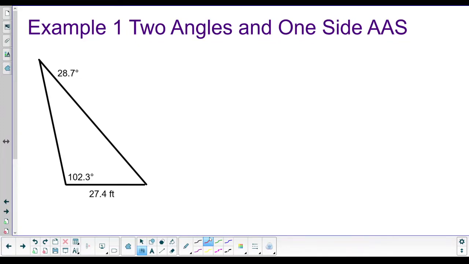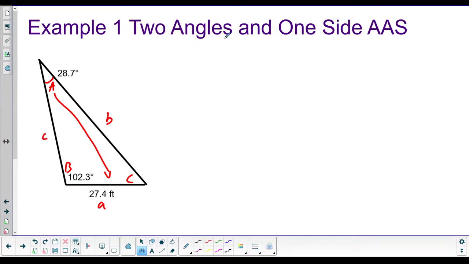Okay, so let's talk about example one. We have two angles and one side. So we have AAS. Let's go ahead and start by labeling our triangle with A, B, and C, just so that we can plug stuff in and make sure we keep everything straight. So I'm going to call this angle right here A. So then this side over here is little a. Let's go ahead and call this other angle that we know B. So this big long side here is going to be little b, and then this one will be C that we don't know. So this side is c.